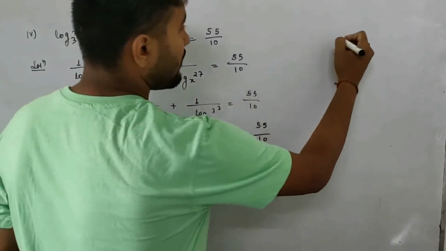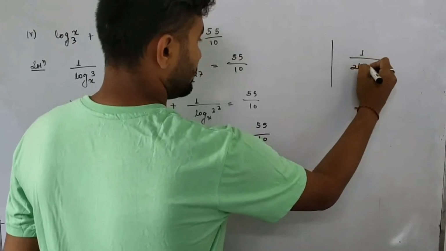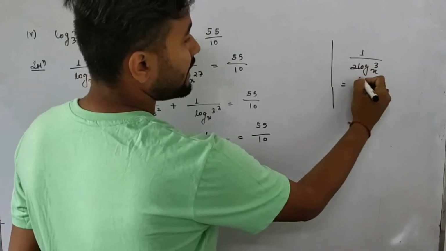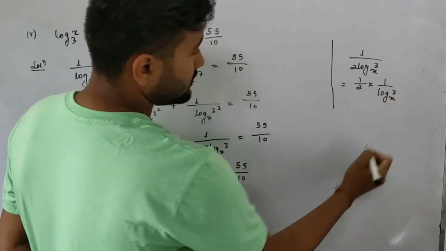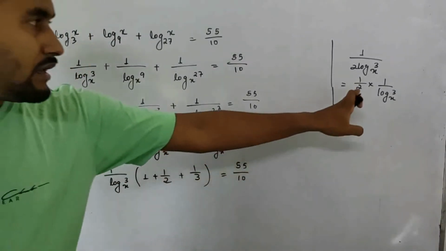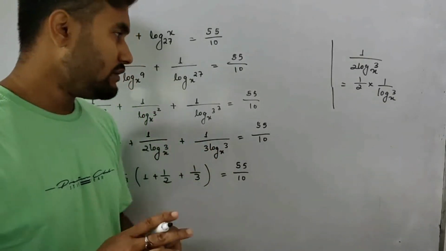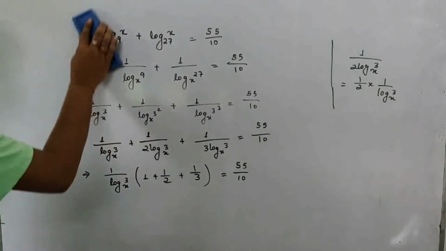Understood? I'm just showing how I have written this one. No need to write any other step, just you see how I have written. This I can break as 1 by 2 into 1 by log 3 base x. This way I can write, right? So 1 by log 3 base x will come common. What will remain? 1 by 2 will remain, and similarly over here 1 by 3 will remain. So now take LCM and start solving this one.